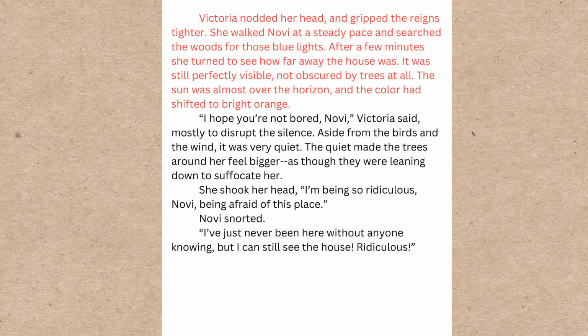This paragraph is again just a bit lacking in cohesion. The sentences don't lead into each other or work together to create an obvious point. Let's run through each sentence real quick. "Victoria nodded her head and gripped the reins tighter." Gripping tighter feels like she's nervous. "She walked Novi at a steady pace and searched the woods for those blue lights." This feels like she's sort of hitting her stride, or maybe she's sufficiently distracted to not be super nervous anymore.